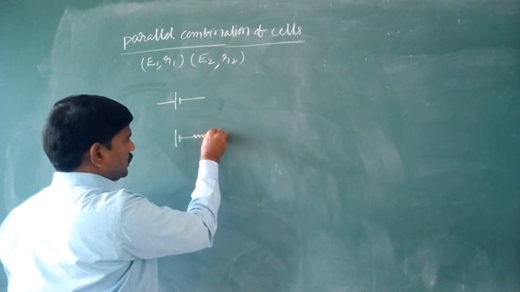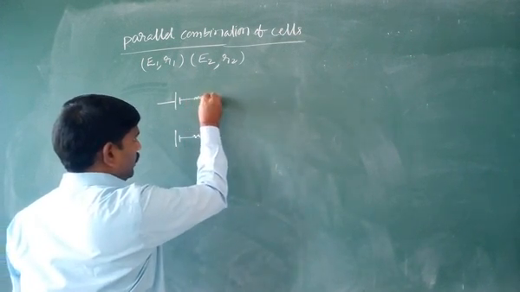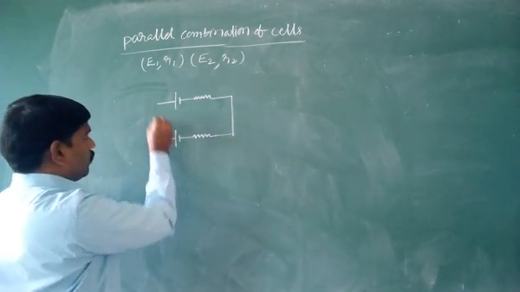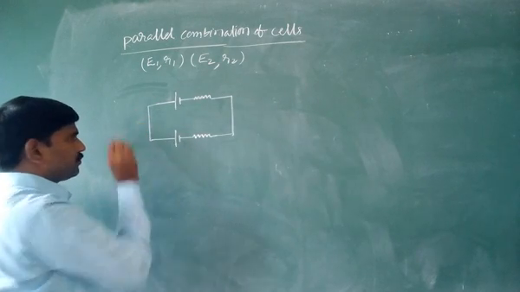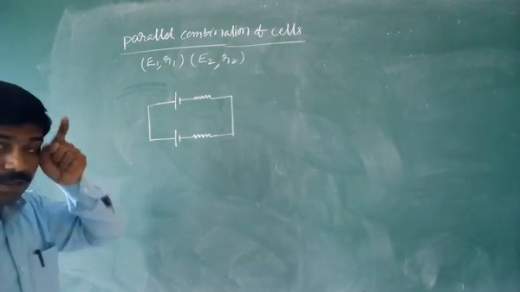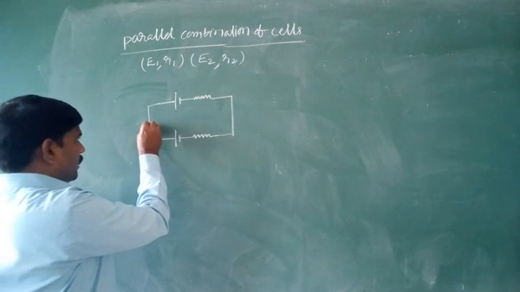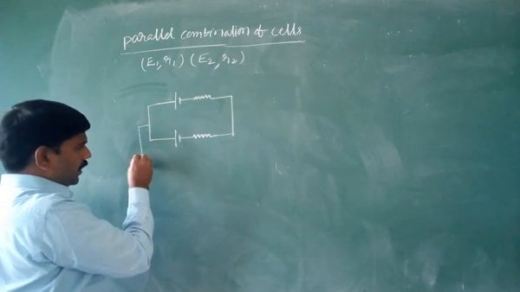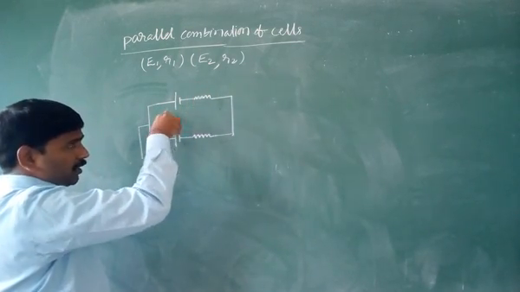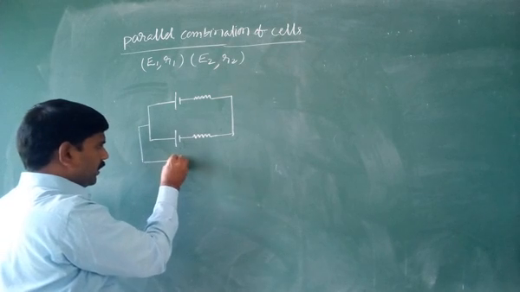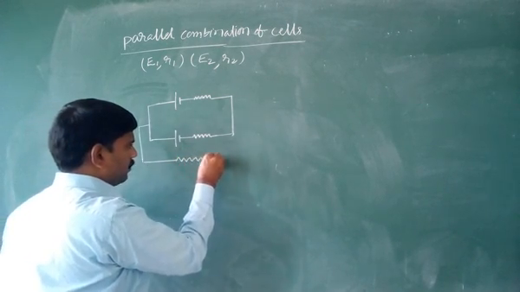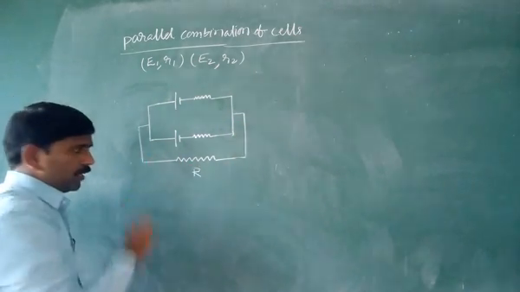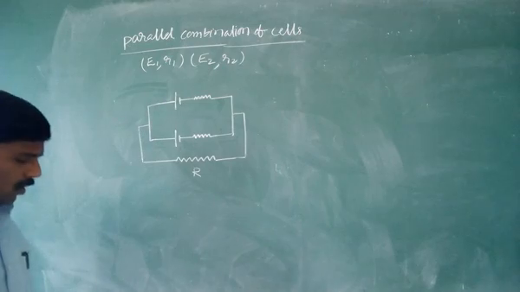These two are the internal resistances. These are connected like this. This is what we call the parallel combination. The combination of these two cells is connected to the external resistor, capital R. This is the external resistor capital R.